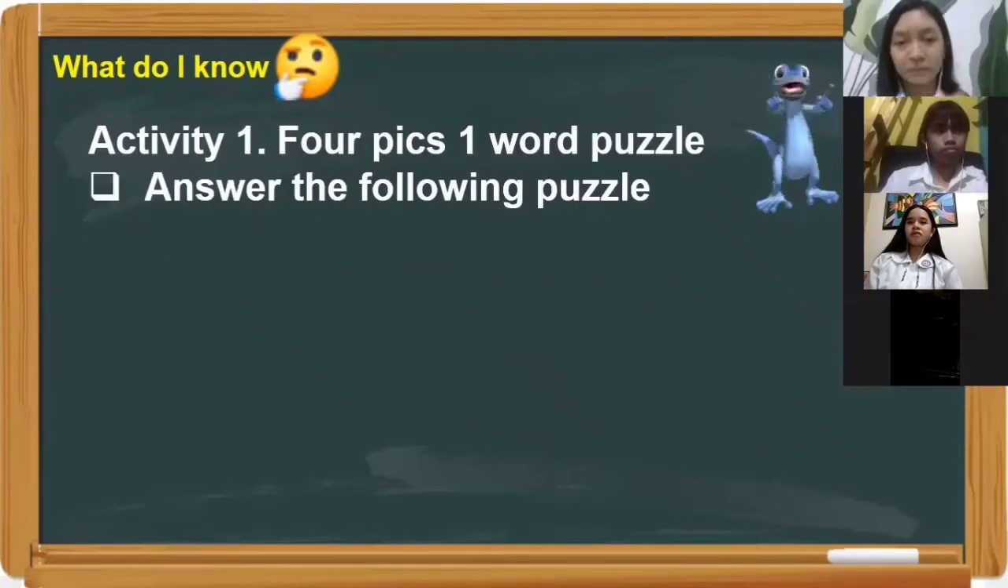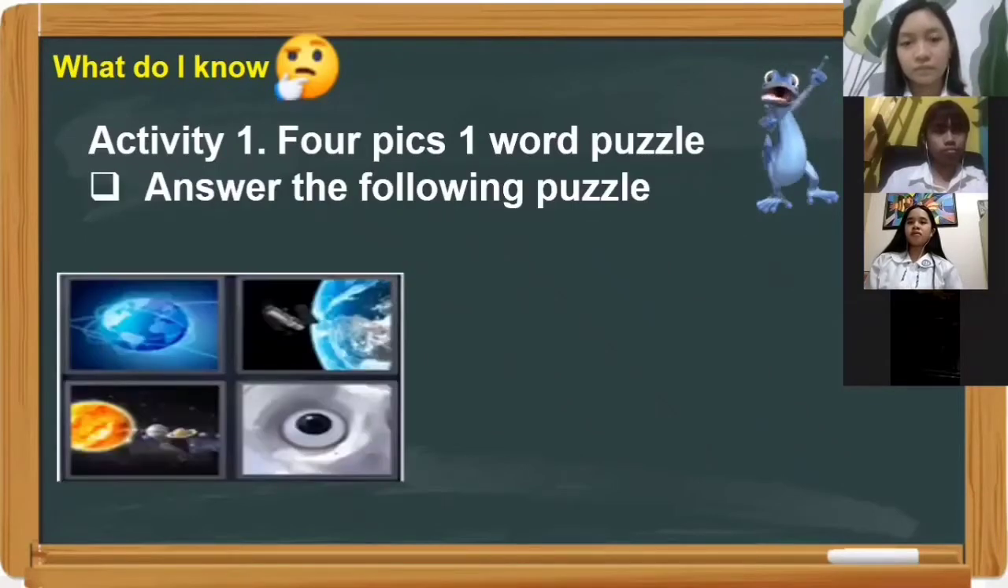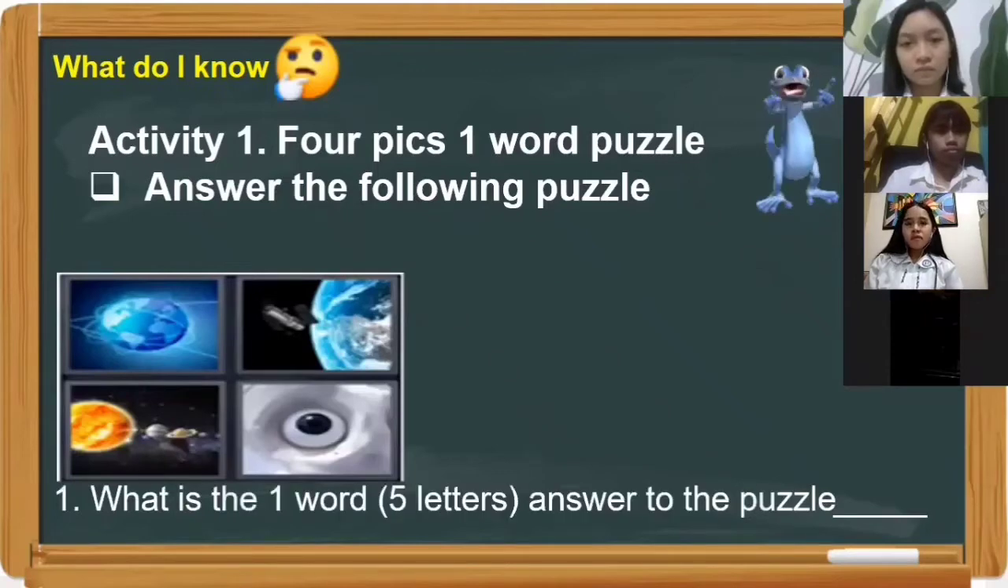Answer the following puzzle. First puzzle. What is the one word, 5 letters answer to the puzzle? I will ask Christine. Sir, space po. Space. Sure na? Yes, sir. Space. Any other answer? Sir. Lance? For Christine, this is space.